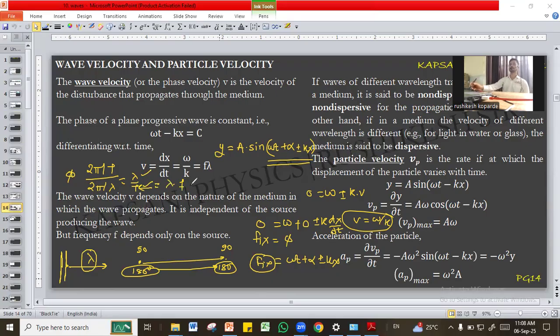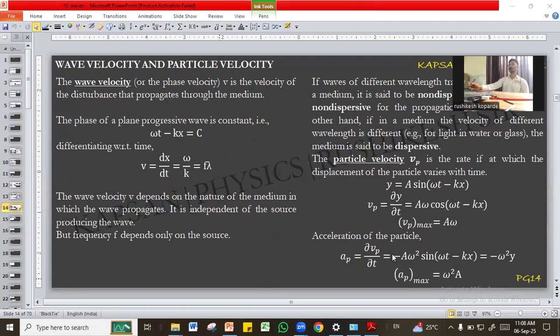So what is the speed of the wave? Frequency into wavelength. What is particle speed? What is happening to the particle? The particle is performing oscillations, so it cannot have a fixed speed. At the extreme, it will have zero speed. At the mean, maximum.